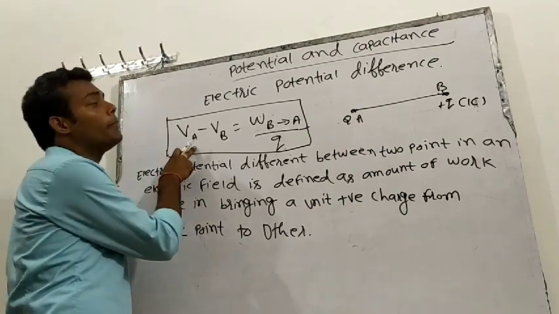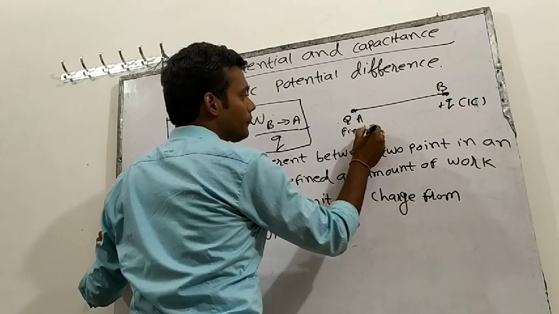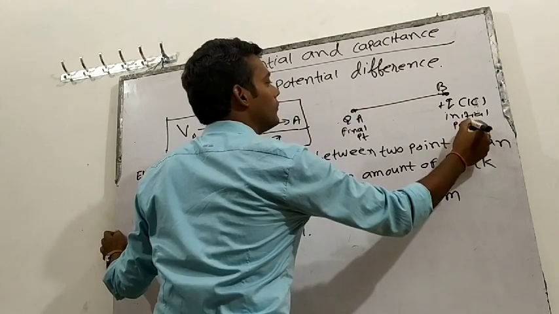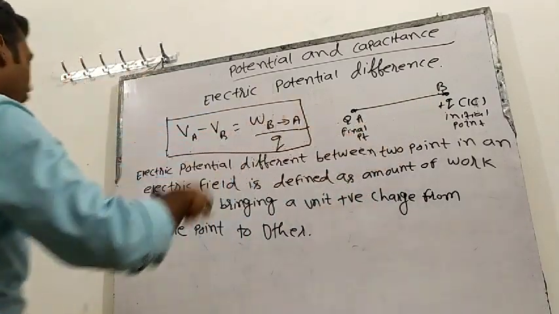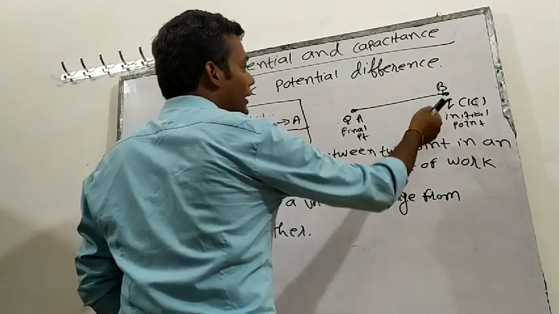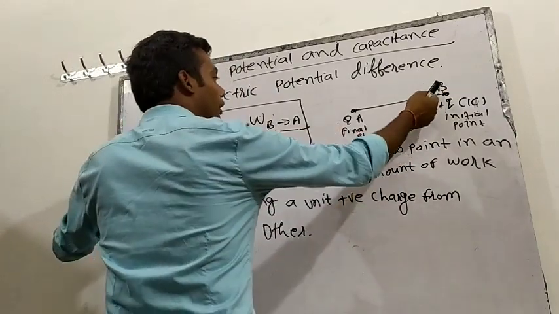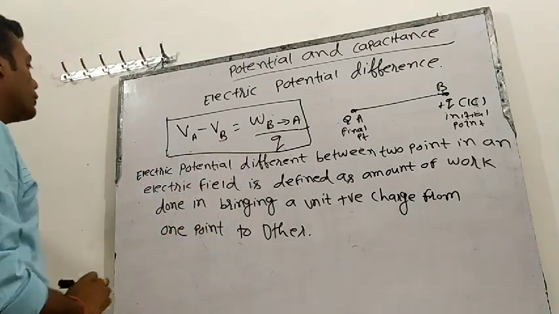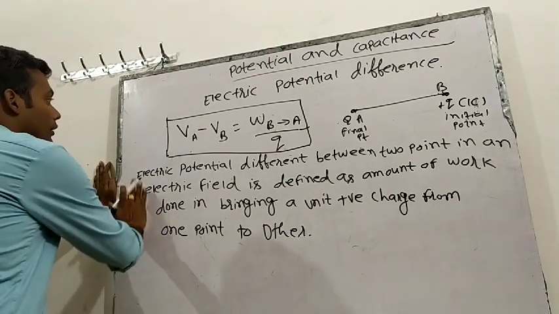Clear? VA is what? The final point. VB is what? The initial point. So I am bringing it from B to A. The work done in bringing a unit coulomb charge from one point to another point is known as potential. So VA minus VB is equal to WBA by Q. Okay, now this is potential difference.